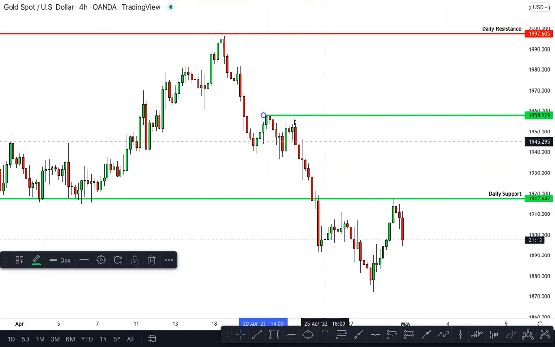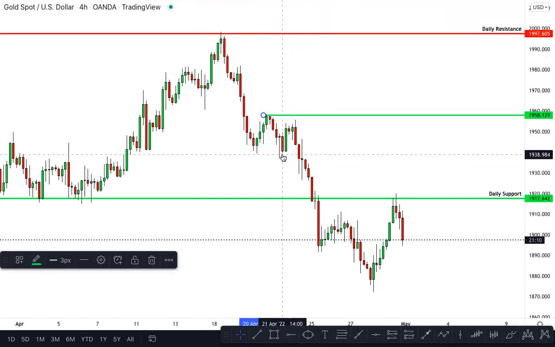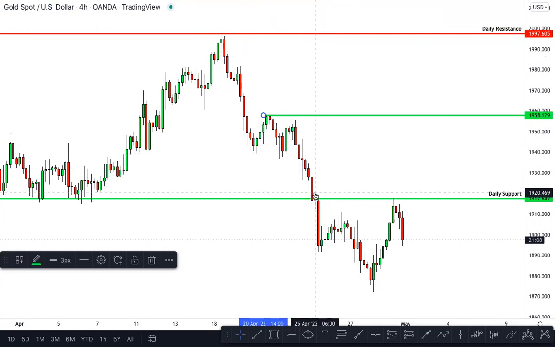What did he see here? He saw a 4-hour level of resistance here. He was waiting for the market to come back to this level, either break this level or reject. He saw a rejection from this level. He saw a breakout right here. Very simple trade. Very simple.